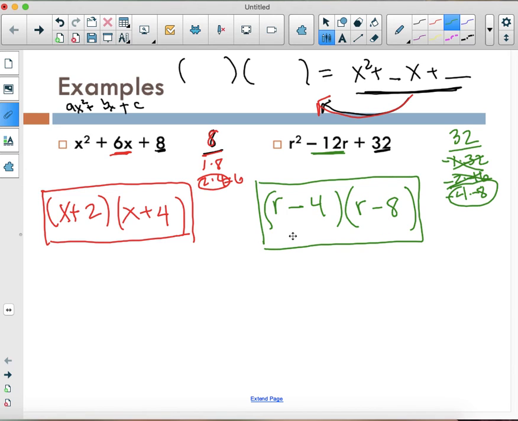Again, hopefully this helps you guys out. We'll be doing a lot more with factoring. This is the first step into factoring, but I just want to get you some information or a video for you to be able to watch.